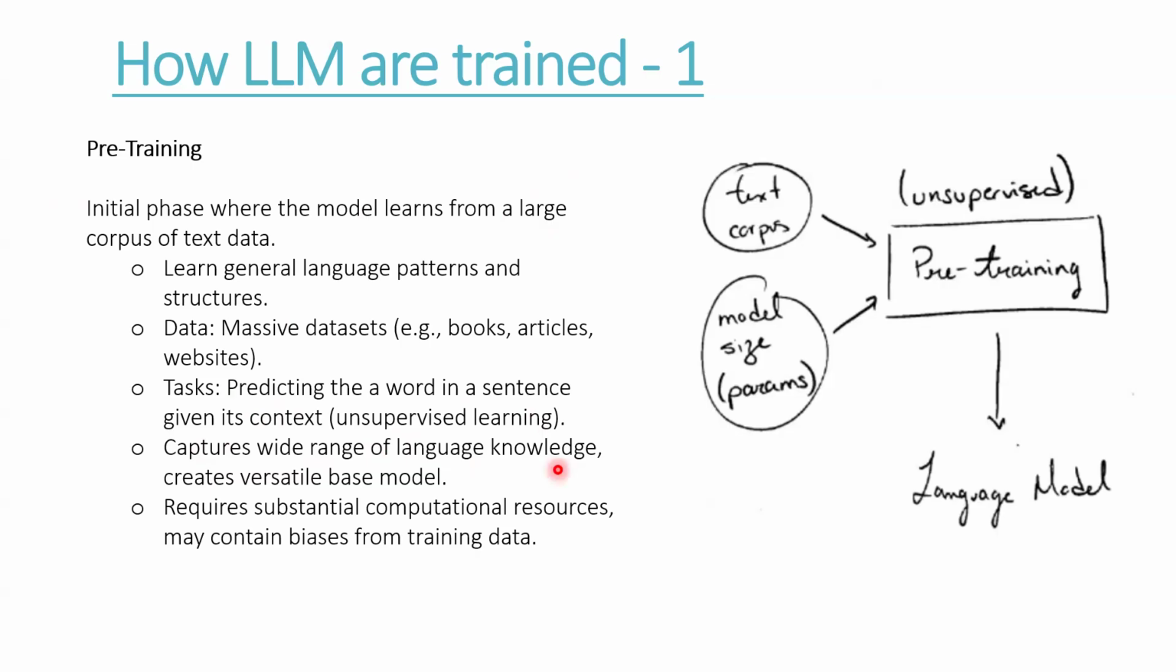Captures a wide range of language knowledge, creates versatile base models, requires substantial computation resources, may contain biases from the training data. If our training data is not good enough, if it is biased in the sense it's being more inclined towards some side. I mean, if my articles criticize PM Narendra Modi, then my model will learn, okay, PM Modi is not a good prime minister, which should not be the case. Right? My data should not be biased in some particular way. It should not favor maybe males or be on the basis of color or something. So I have to be very particular when I'm choosing the data for my training.